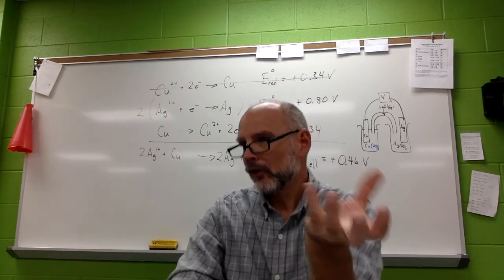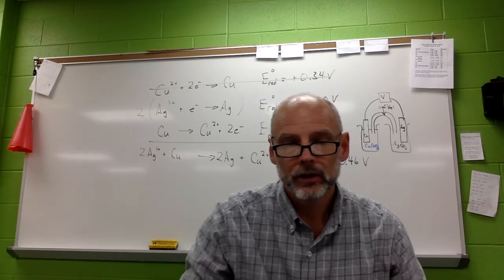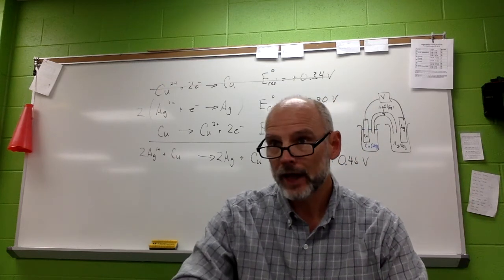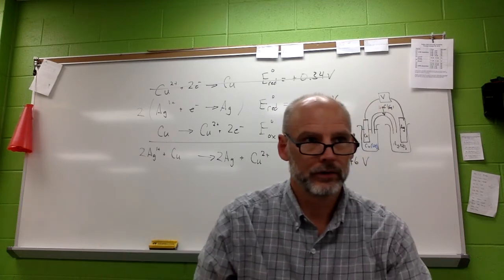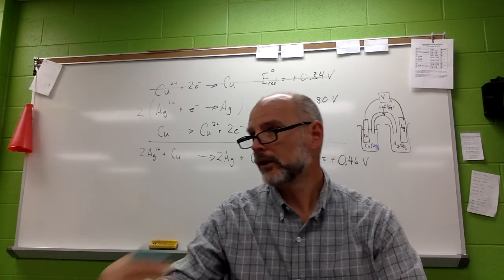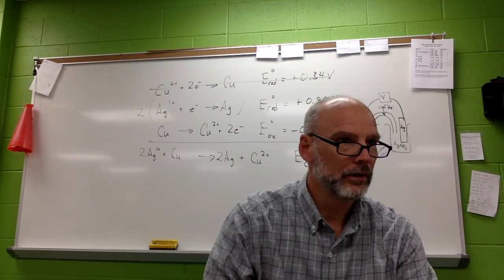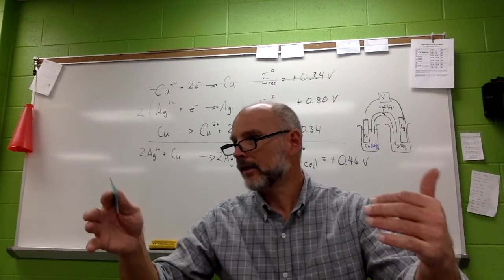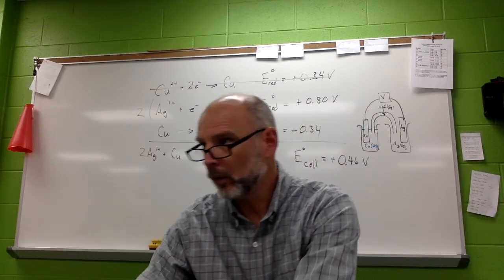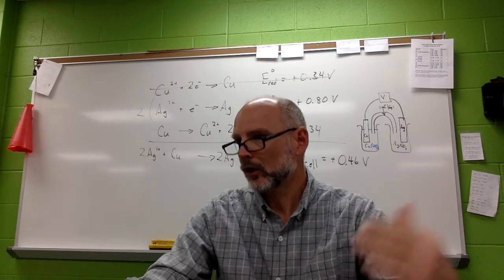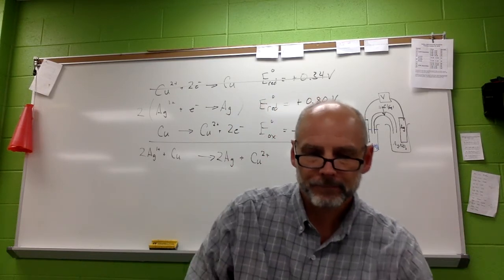So the agents are the other side of what happened. So copper oxidized. It was oxidized by the silver. Silver reduced. It was reduced by the copper. Does that make any sense? Remember, we've always said that you can't have one without the other. Well, one thing does one thing, the other species is what causes that to happen. It's called an agent. Okay?